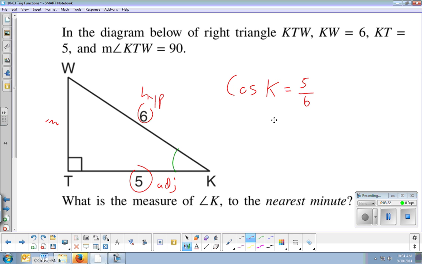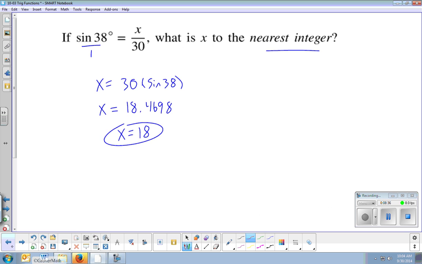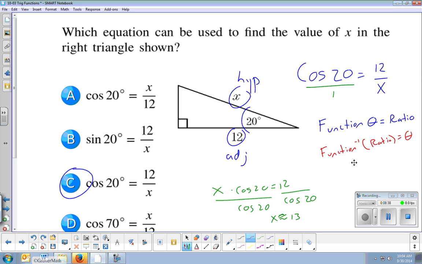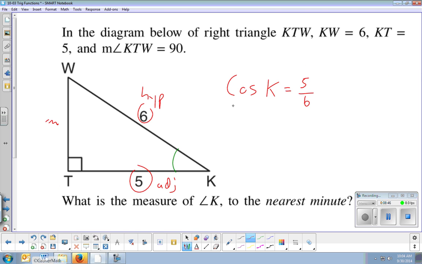And so how do I solve for k? Well, if it was finding a side, I'd cross multiply like what I did here and here. But finding an angle, I have to use inverse functions. So this is what I have to do when I'm finding an angle. Let me rewrite that again over here: I have to do the inverse function of the ratio, and that will get me the angle.